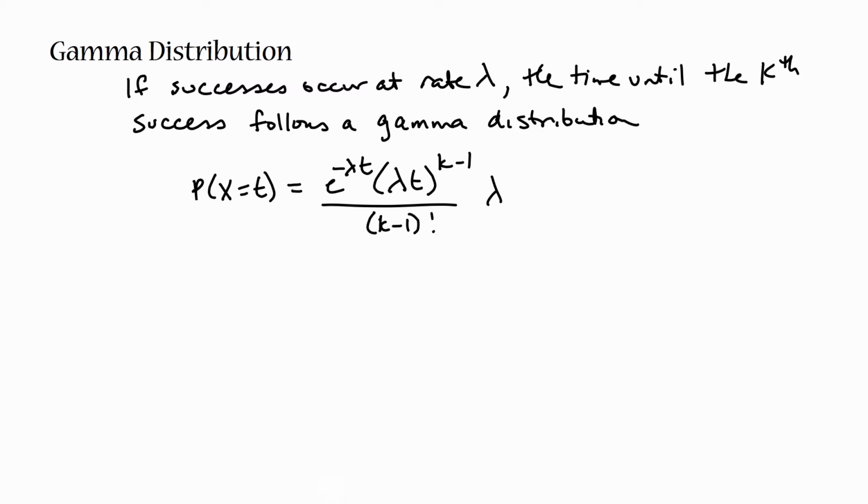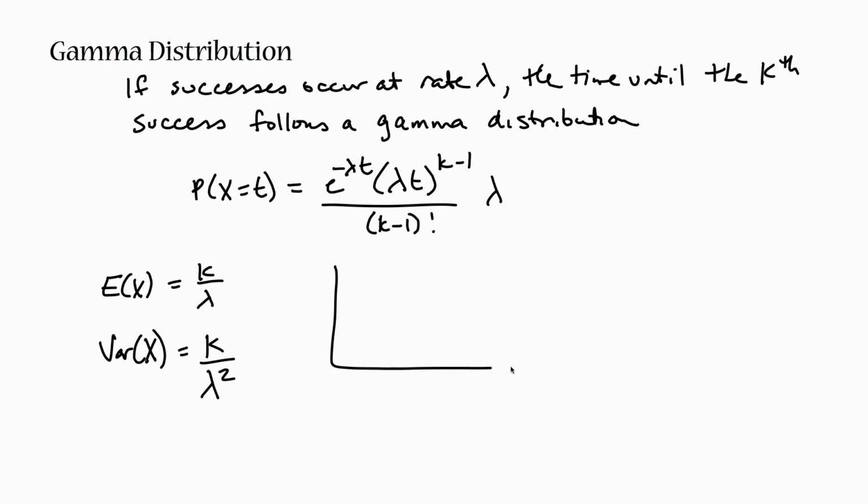So, important properties of the gamma distribution. The expected value of the gamma distribution is given by k over lambda: the number of successes you care about divided by the rate at which they happen. And the variance of the random variable x is the number of successes you care about divided by the rate squared.